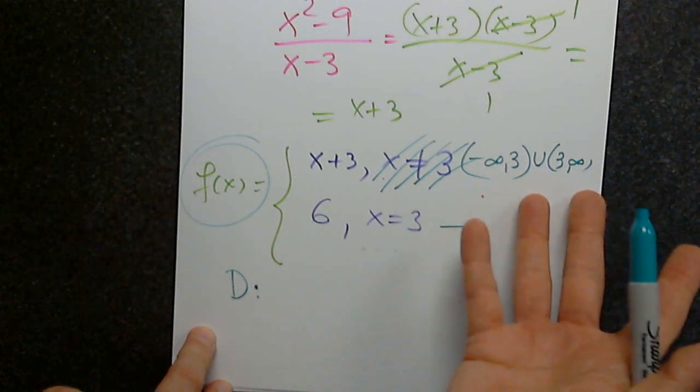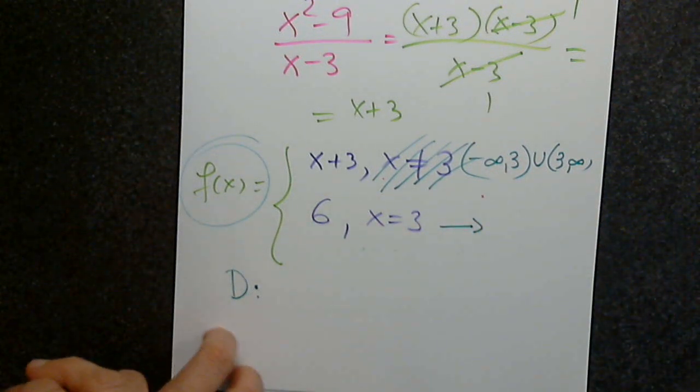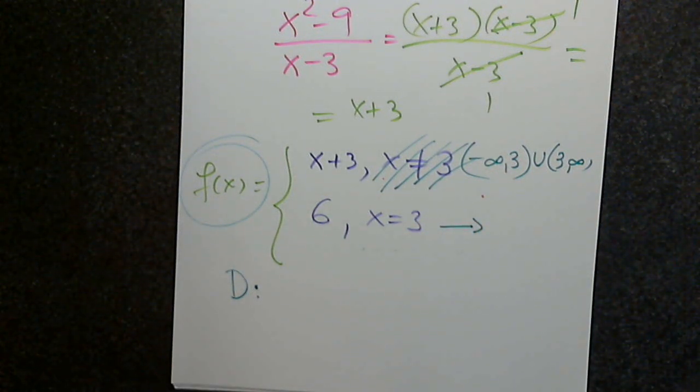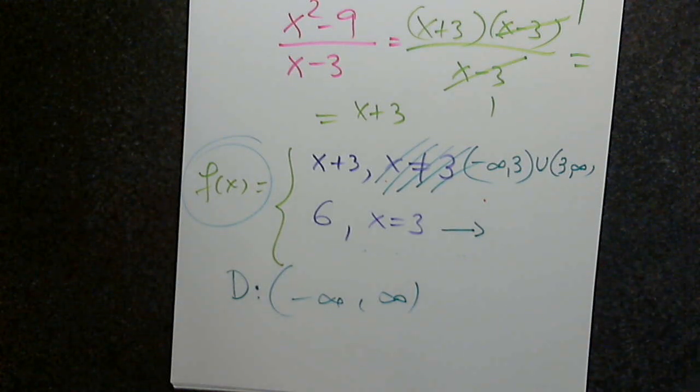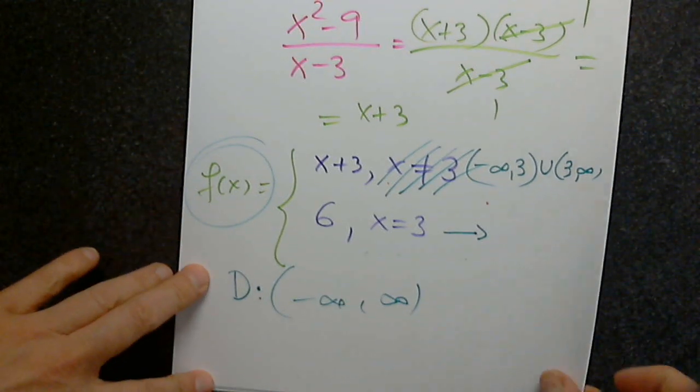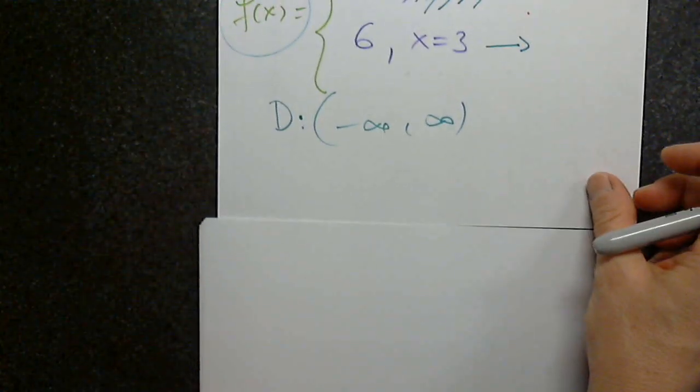You have everything but 3, and I have 3. What do we have together? Everything. Negative infinity to infinity. You have everything but 3, and I step in and I say, look, I brought my 3. So what do we have together? Everything.